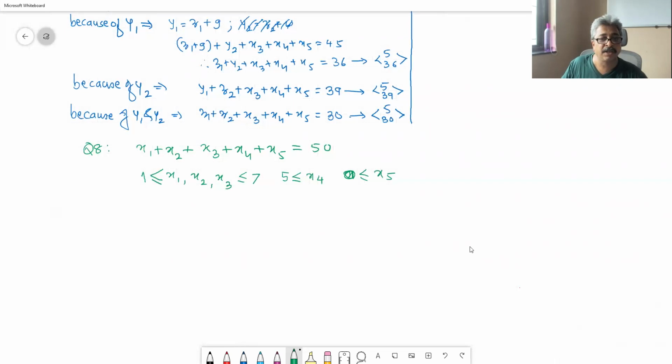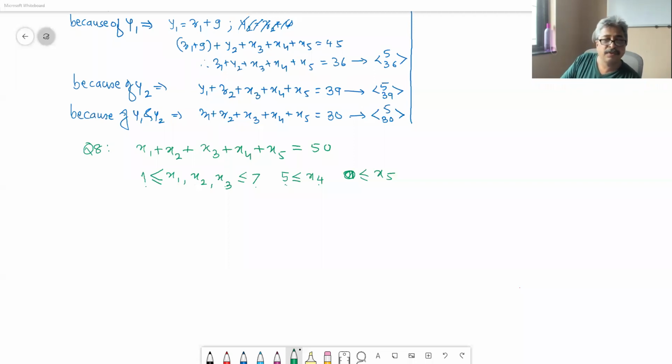x1 plus x2 plus x3 plus x4 plus x5 is equal to 50. x1, x2, x3 must be between 1 and 7, equality allowed. x4 starts from 5, 5, 6, 7, etc., and x5 starts from 0. Get me the elbow notation answer. Let me write down the answer for myself. Now let us solve this problem quickly.